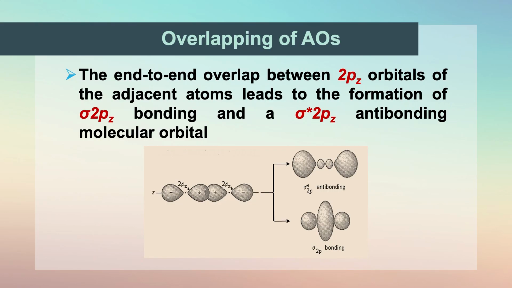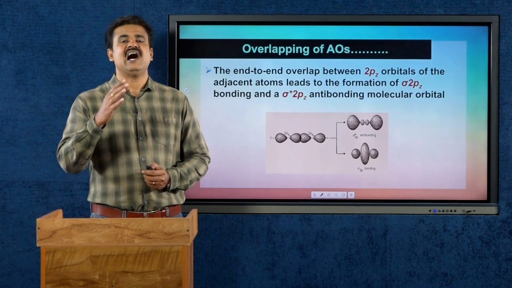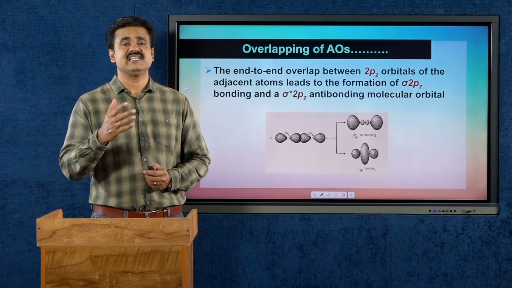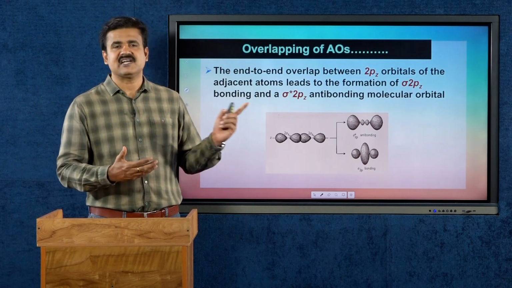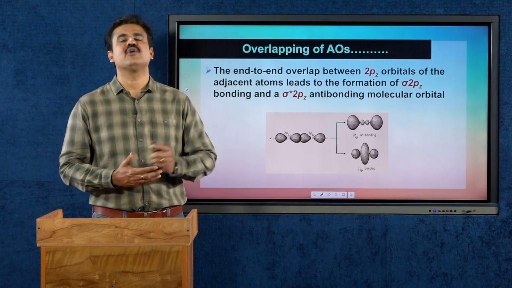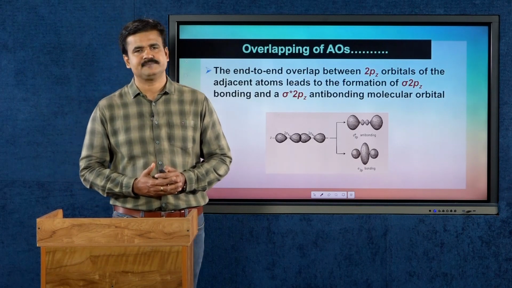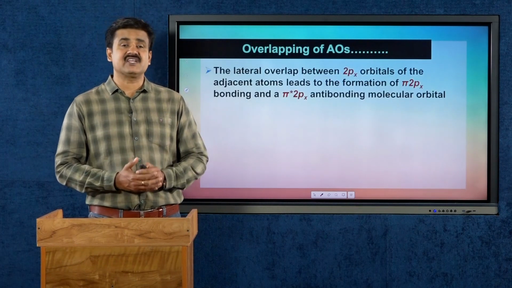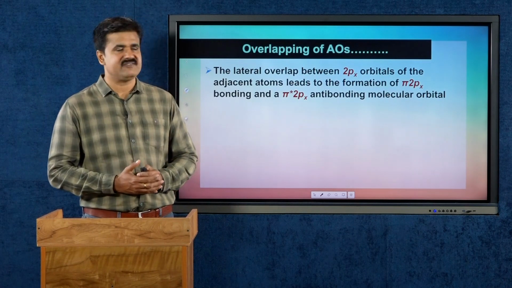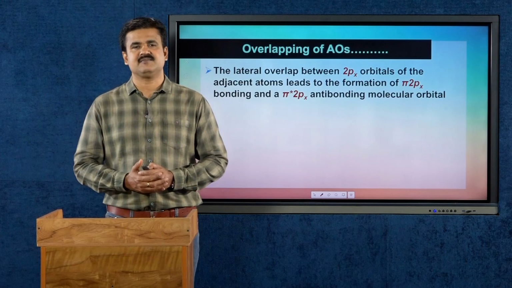This is the pictorial representation of orbital overlapping of two 2pz orbitals, that is end-to-end overlap. Here you can see the end-to-end overlap between two 2pz orbitals, which enables the formation of sigma 2pz bonding molecular orbital and the sigma star 2pz antibonding molecular orbital. The antibonding molecular orbital sigma star 2pz is higher in energy than participating atomic orbitals as well as bonding molecular orbital sigma 2pz.